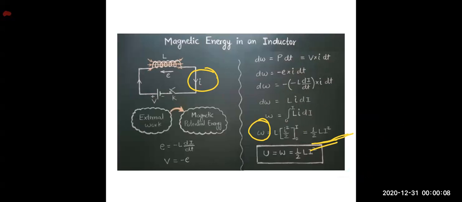The same will be the magnetic potential energy stored in the inductor, which is denoted by U. So U is equal to W, which is equal to half L I square. So this is the value of magnetic energy in an inductor. With this formula, we can calculate the magnetic energy in any inductor.